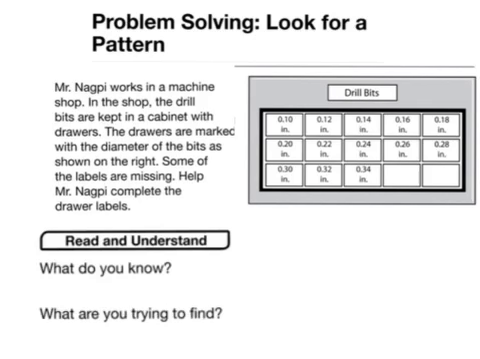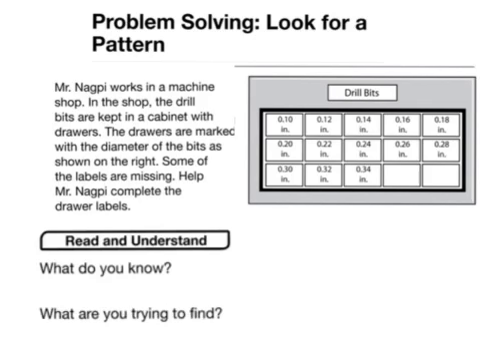It says, Mr. Nagpi works in a machine shop. In the shop, the drill bits are kept in a cabinet with drawers. The drawers are marked with the diameter of the bits as shown on the right. Some of the labels are missing. Help Mr. Nagpi complete the drawer labels.